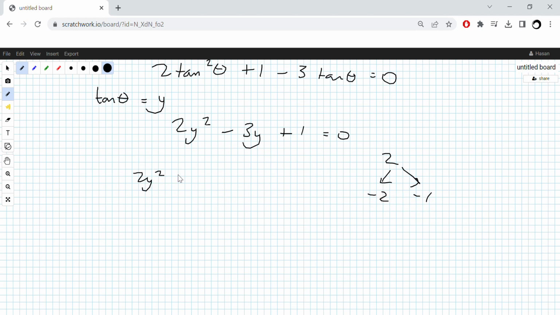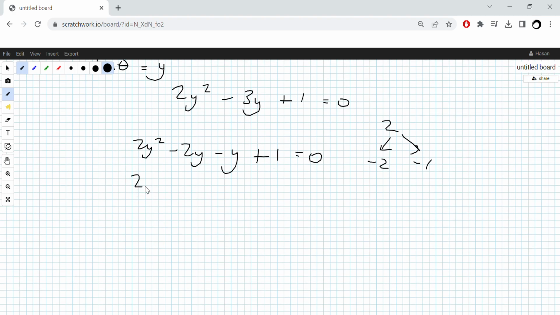So we're going to write this out, 2y squared, minus 2y, minus y, because it's minus 1, plus 1 equals 0. And when we factorize this, 2y will go outside, then y minus 1.